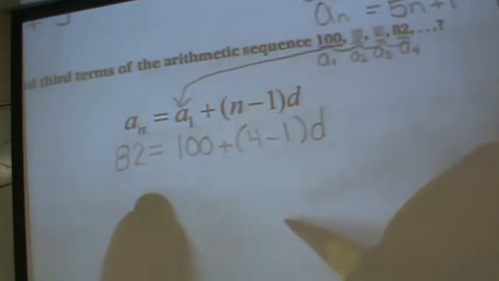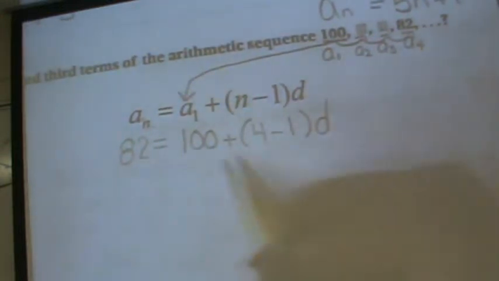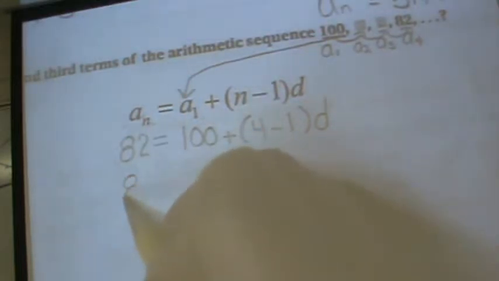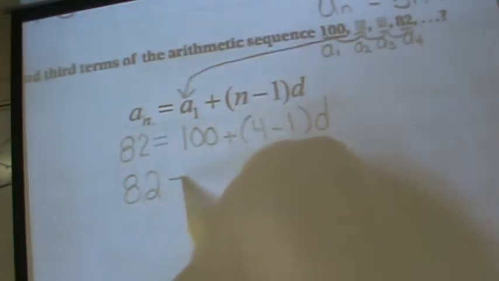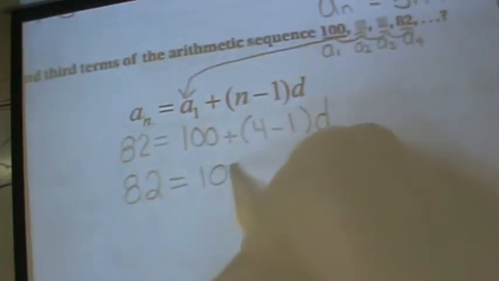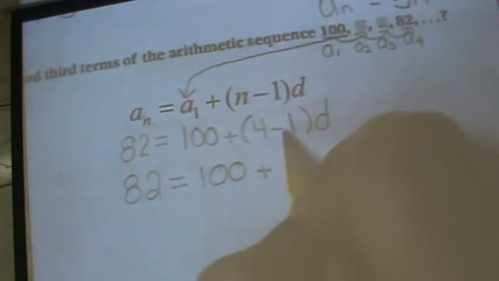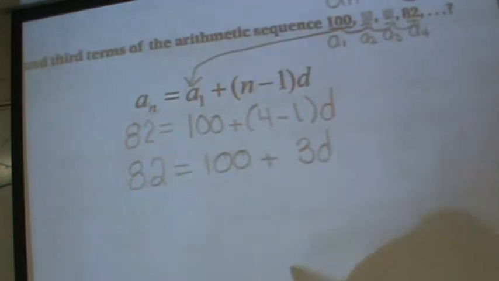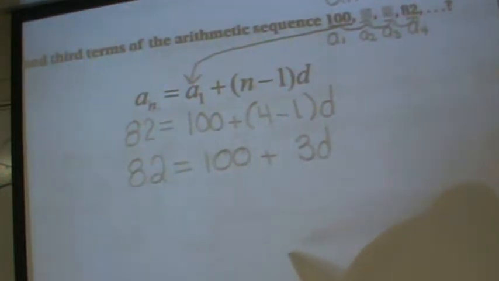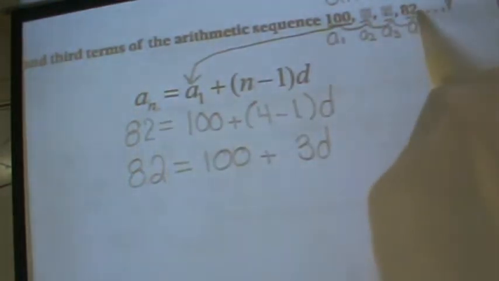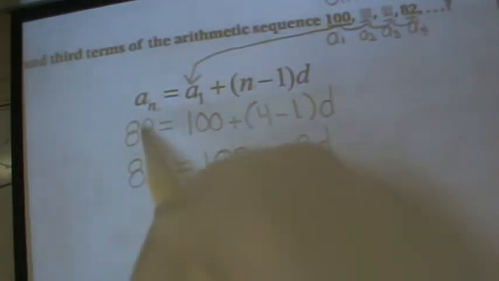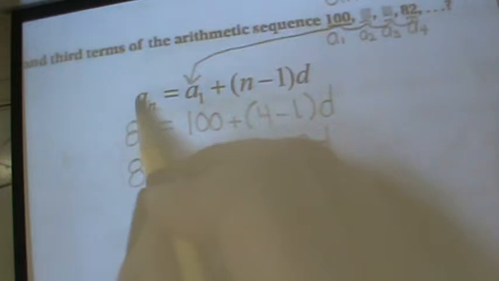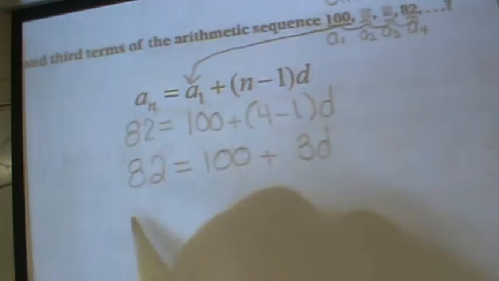Does that make sense? And I'm going to show you another way to do this. But we still need D. I know. Guess what? We're going to find it. What is 4 minus 1? Then what? Think back to 9th grade. Where do we get 4 from? It's the 4th term. 82 is the 4th term. So 100.